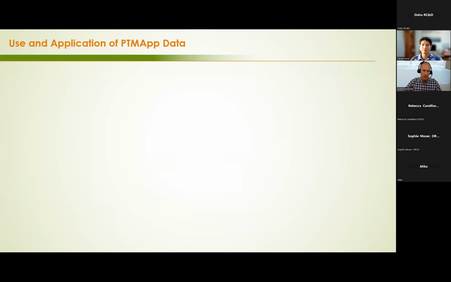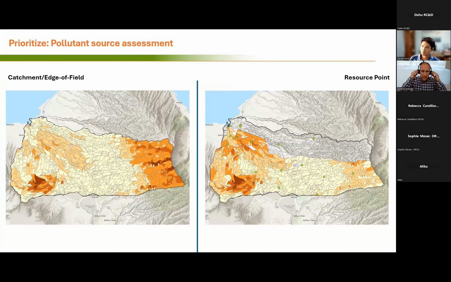So I think I'll spend the next, I don't know, bit of time talking about some of the different ways that we have used the PTMApp outputs, not only in Hawaii, but elsewhere as well. So again, the PTMApp tool, it's the prioritize, target, and measure tool.